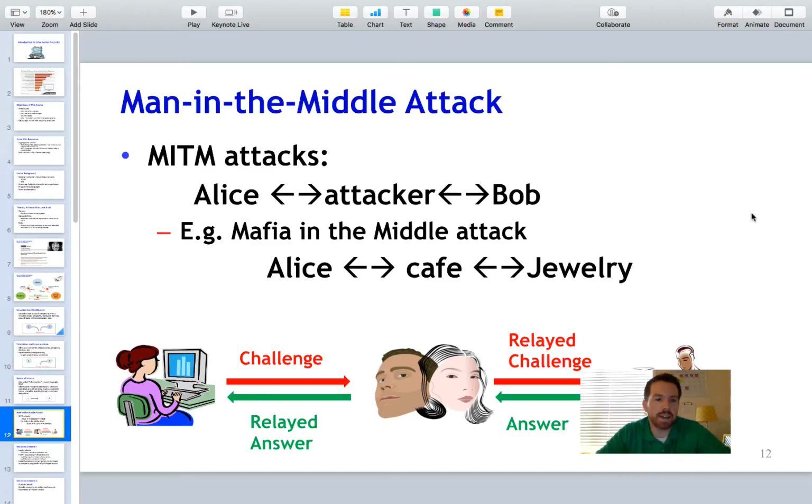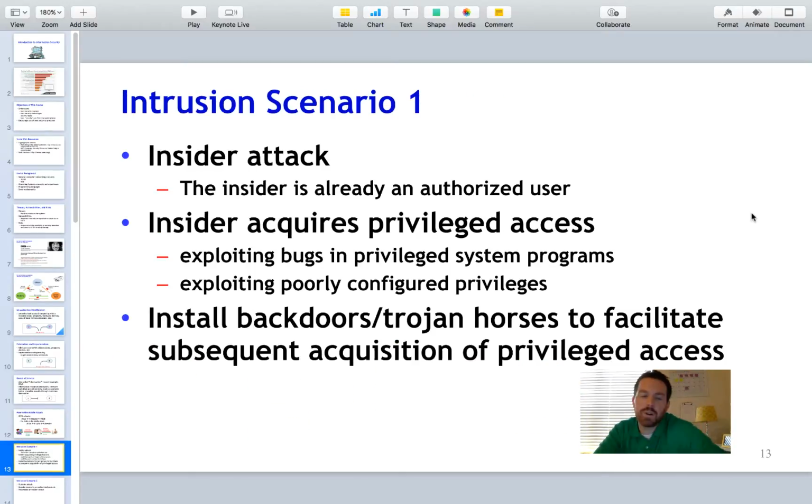Here's a man-in-the-middle attack, and again, we're going to be talking about Alice and Bob all the time. Here's the city wall, Alice is here trying to get in, and here's Bob, and there's always going to be an attacker. Usually it's Eve. You'll see that constantly used.